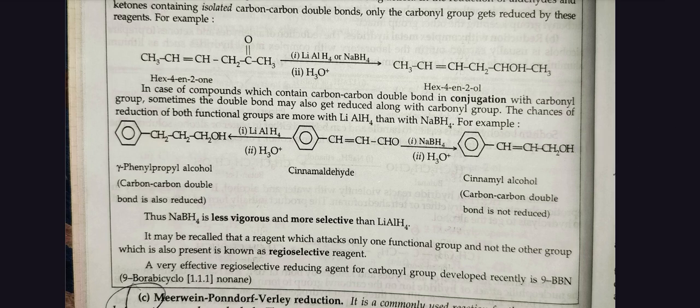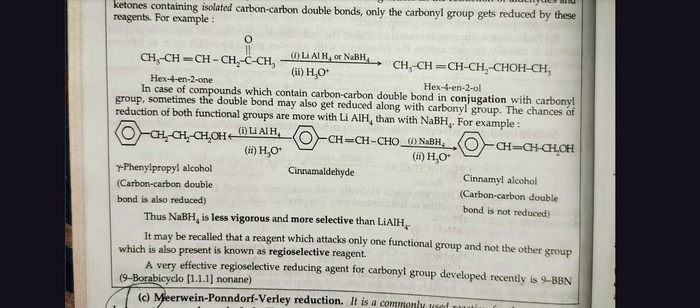In the case of compounds which contain a carbon-carbon double bond in conjugation with the carbonyl group, sometimes the double bond may get reduced along with the carbonyl group. The chance of reduction of both functional groups is more with LiAlH4 than with NaBH4.